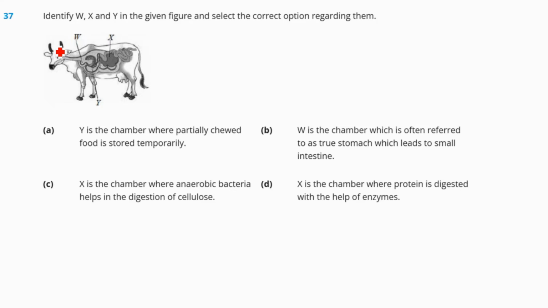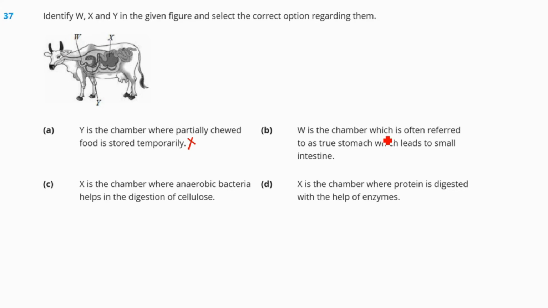Question 37. Identify W, X, and Y in the given figure and select the correct option regarding them. So X is the rumen, Y is the stomach, and W is the food pipe, right? Okay, let's see. We have to find out the correct option. Y is the chamber where partially chewed food is stored temporarily. So no, it produces the metabolic juices. No, X is that. So this is an incorrect statement.